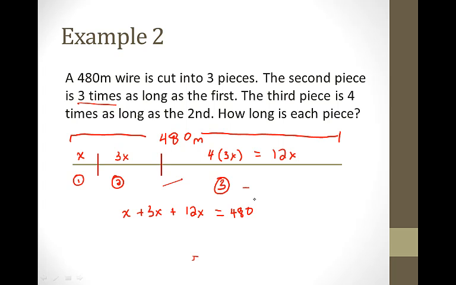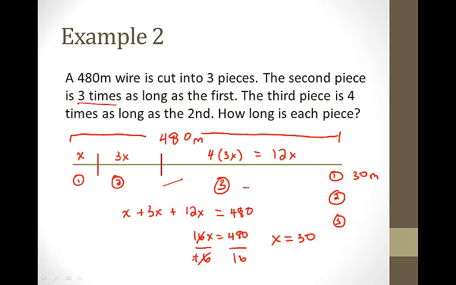And we just use our equation solving ability we've acquired in earlier lessons to solve this. So 1x plus 3x is 4x, plus 12x is 16x, equals 480. I'll divide both sides by 16. And I'll get x equals 30. So piece 1 is 30. So let's label this piece 1, piece 2, and piece 3. So piece 1 is 30, and let's put some units on here, 30 meters.